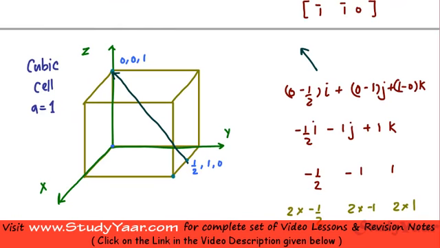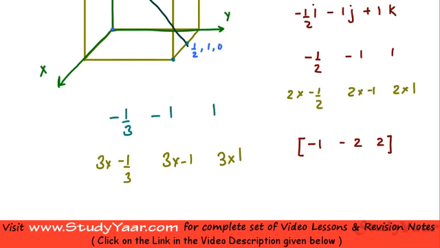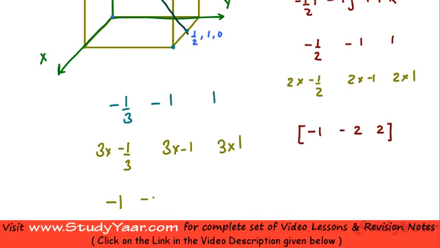Just realize, had this been minus 1 by 3, minus 1 and 1, then you would have multiplied with 3. So it would be 3 into minus 1 by 3, 3 into minus 1 and 3 into 1, and the corresponding indices would be minus 1, minus 3 and 3. Since we have seen examples in which the denominator happens to be 2, we have multiplied by 2. But you have to choose a number which basically reduces it to the smallest integers.